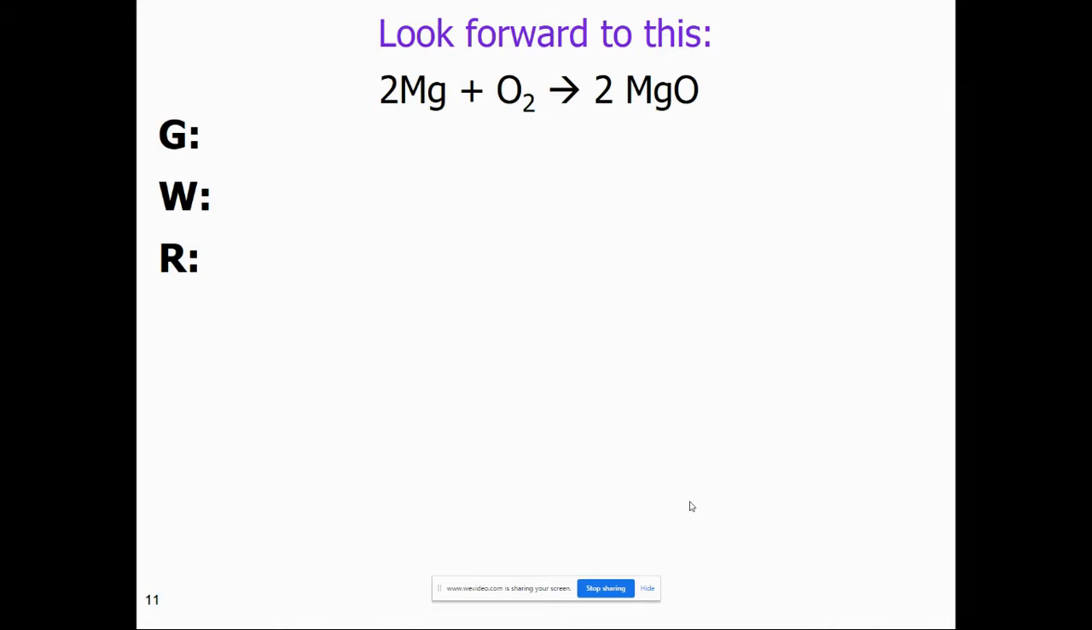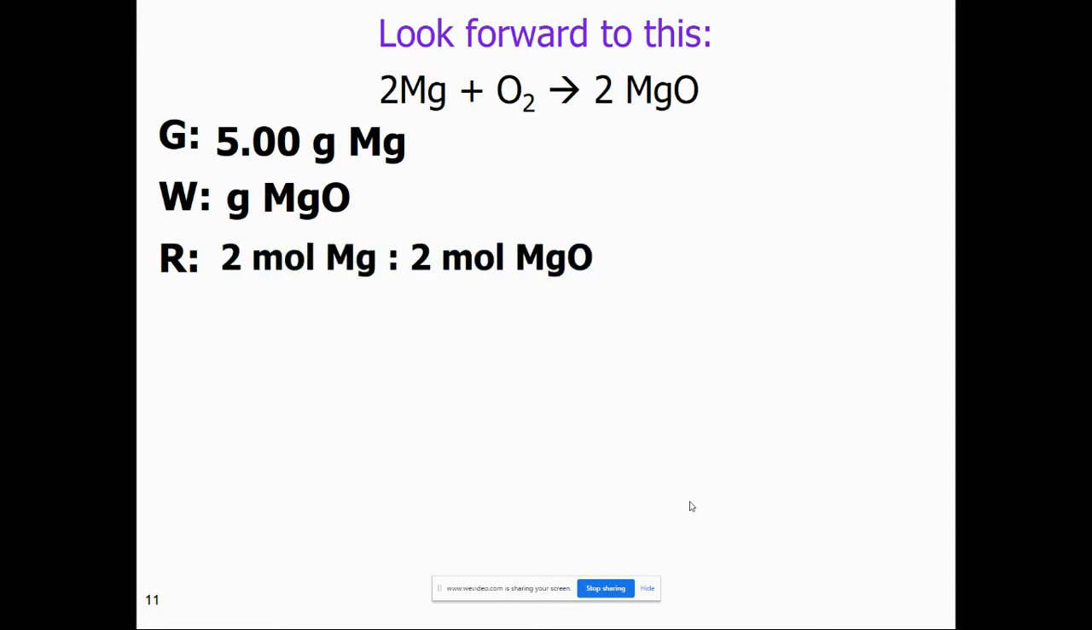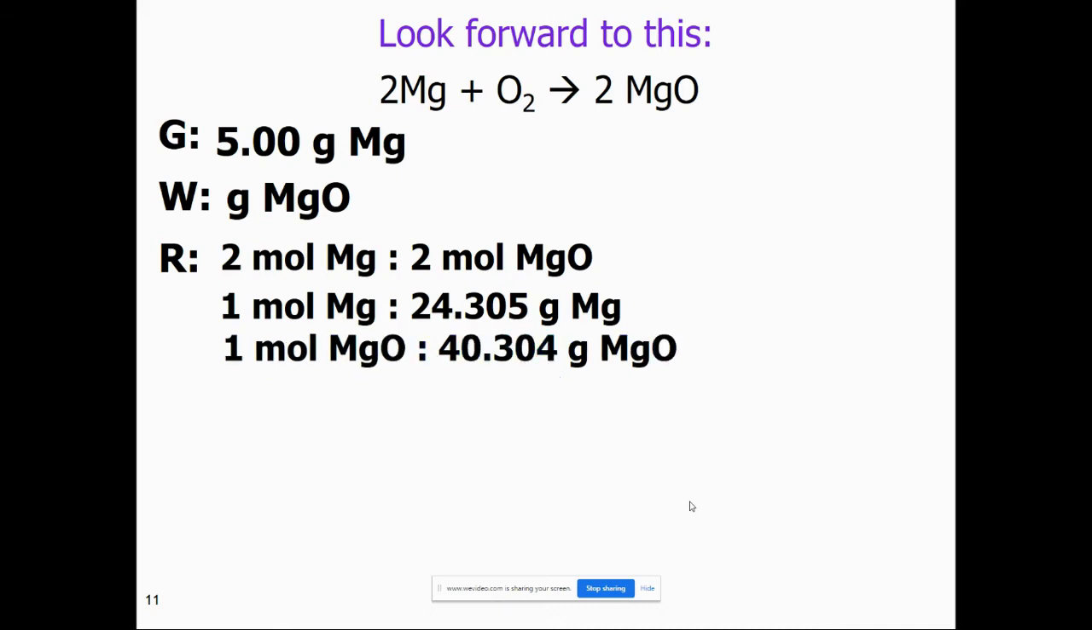Okay. So let me show you why we're doing problems like this. This is something we'll be doing later in the year, probably third term. You have a problem like this, and we know that we have 5 grams of magnesium, and we want to know how many grams of magnesium oxide we can make. And we know our ratios that have to do with something called moles. We also know how much magnesium weighs, and how much magnesium oxide weighs per mole. So if we want to figure out how many grams of magnesium oxide, we would do it like this.